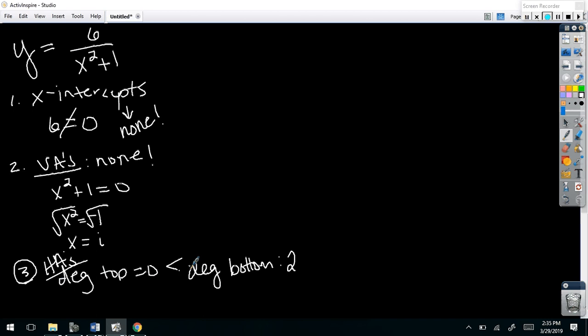The numerator is smaller. So it's A. The degree of the top is 0. You're getting the 2 from the square. So we're in scenario A, yes. The degree of the numerator, which is the top, is smaller than the degree of the bottom. So what that tells me is that my horizontal asymptote is 0. Y equals 0 is your asymptote.